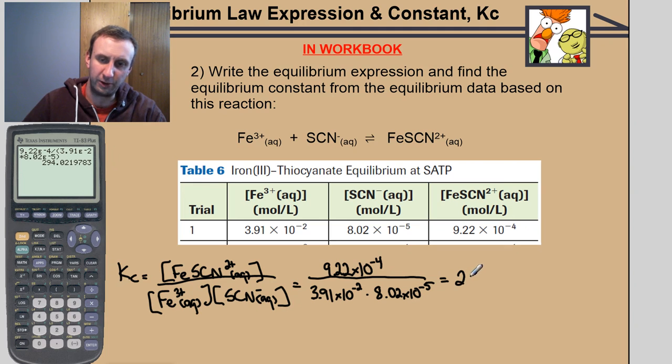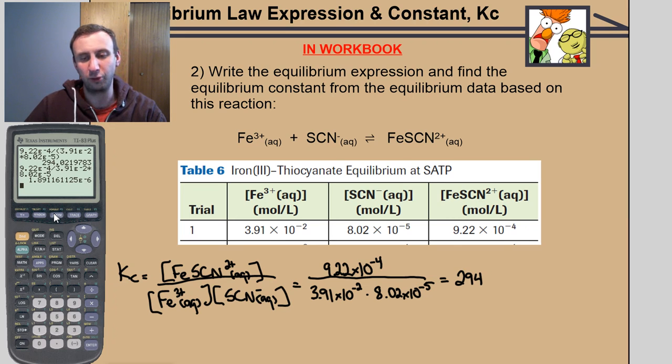294. So 294 in correct significant digits. Just to show you how important those brackets are, if I were to second enter to get everything back, and then just sneak those brackets out of there to see what happens, it would not come up with the right answer. And the reason why is it divides by this and then it multiplies by 8.02 times 10 to the negative 5. That's not what I want to do.